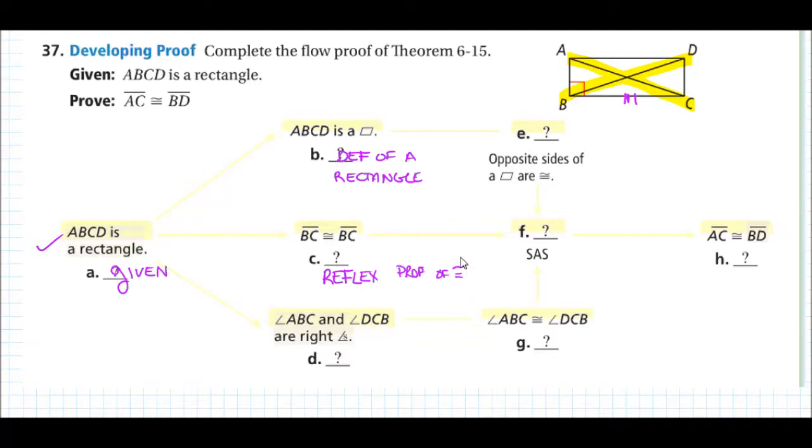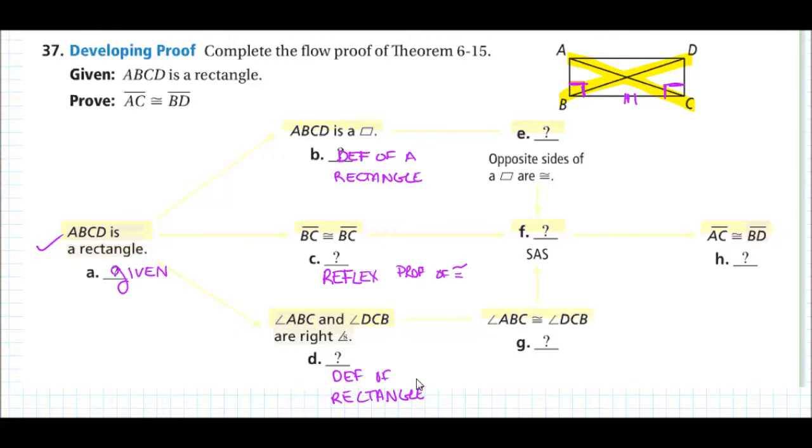Angles ABC and DCB are right angles. Well, that's just the definition of a rectangle again. It states all the angles are right angles. We'll go to E. Opposite sides of a parallelogram are congruent.